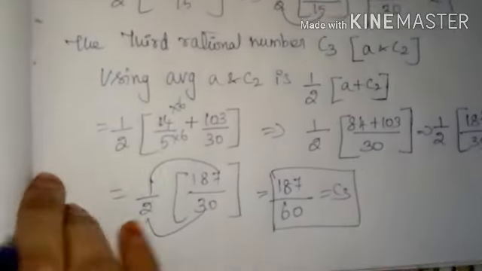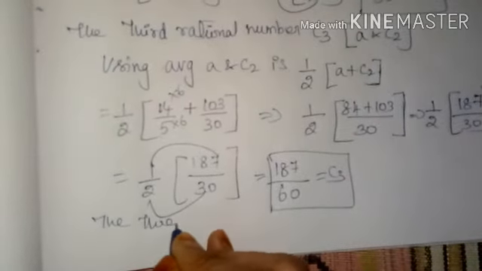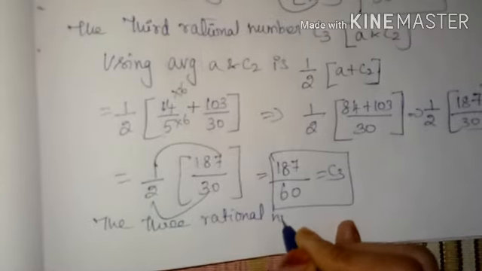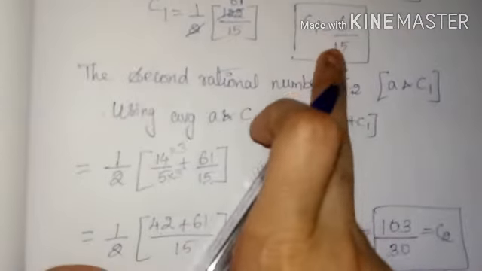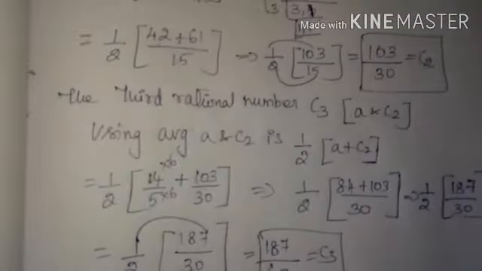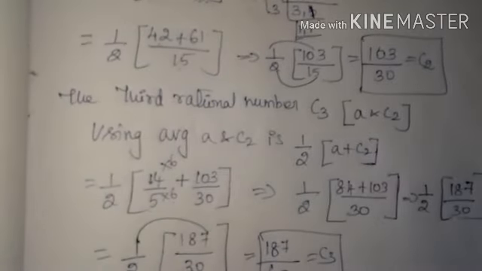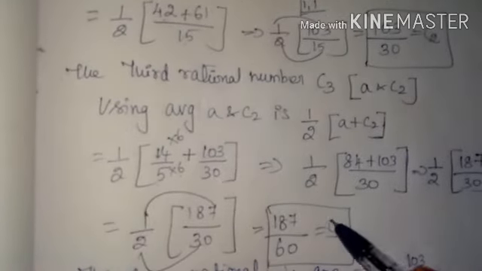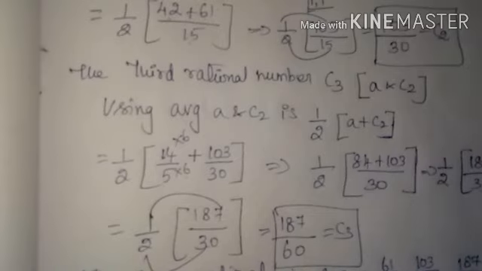Then write what the three rational numbers are. What is our first rational number? C1, 61 by 15. Second rational number, 103 by 30. Our third rational number is 187 by 60. That's it.